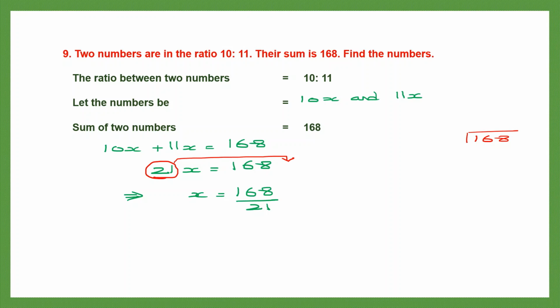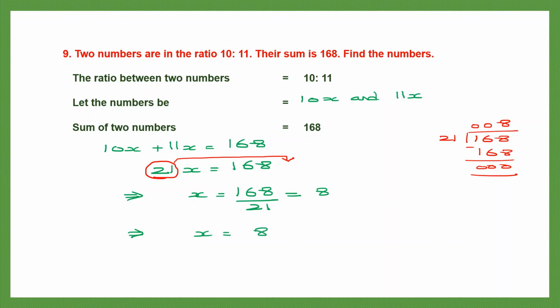168 divided by 21. Now 1 is smaller, so we take 16. 16 is also smaller. We have to take 168. Now let's multiply 21 into 8. 8 ones are 8, 8 twos are 16. So we've got 168. So 21 into 8 is 168. We've got the remainder 0. So this is equal to 8. That means we have found the value of x. X is equal to 8.